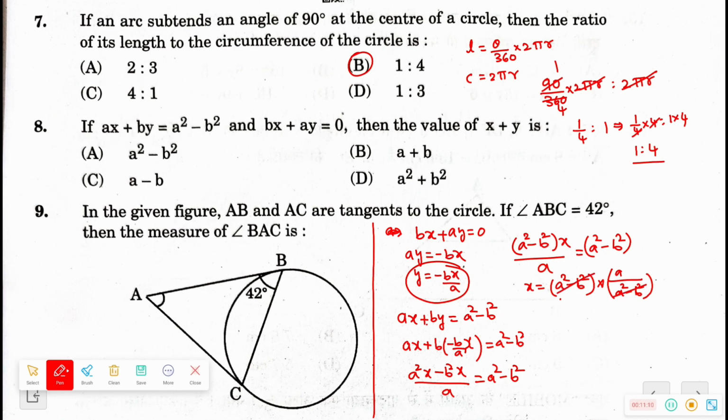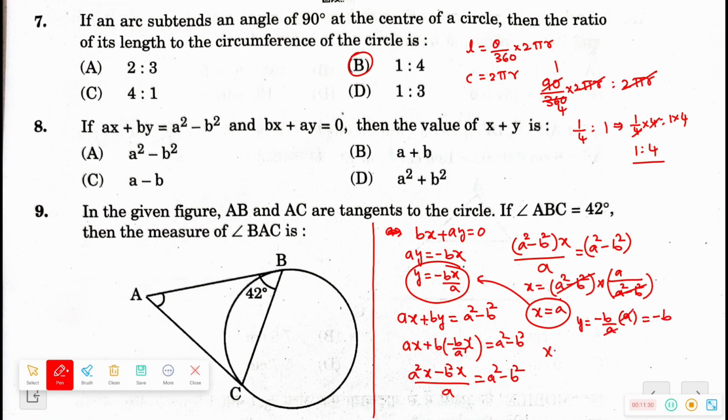So a square minus b square will be cancelled, x is equal to a. Now we should substitute this x is equal to a in this equation. Then we get y is equal to minus b by a into a, because x is equal to a, cancel. So y is equal to minus b.